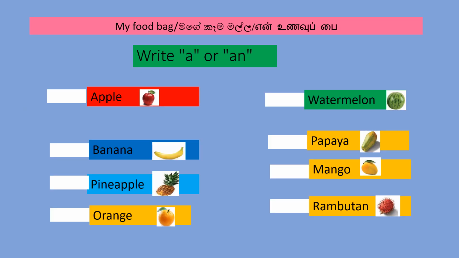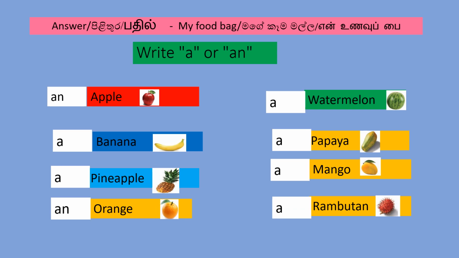My food bag. Write A-O-N. Apple, banana, pineapple, orange, watermelon, papaya, mango, rambutan.